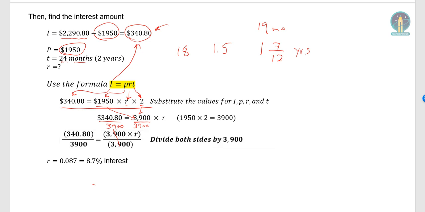So that gives us 0.087, which is 8.7%. Again, remember, to convert from a decimal to a percentage, you multiply by 100, or you move the decimal point 2 places to the right and add the percentage sign.